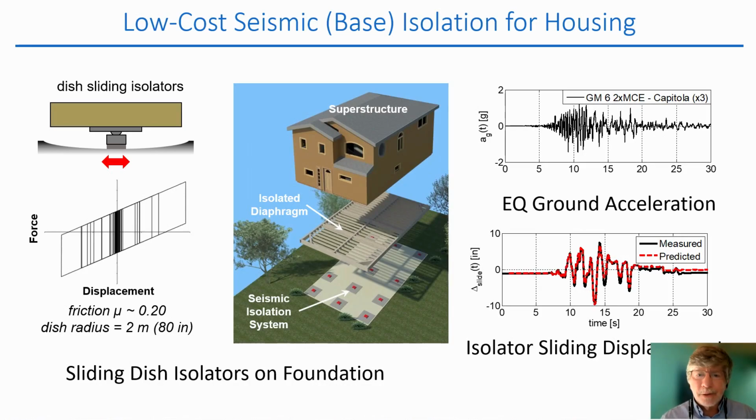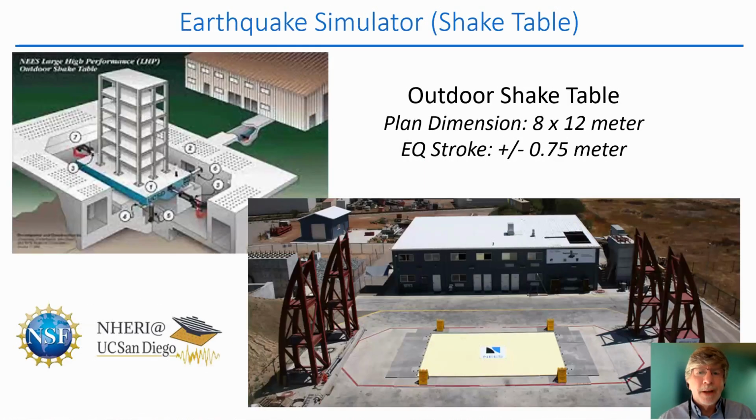And these isolators, as shown in the middle graphic here, are inserted between the foundation of a house and the superstructure of a house. What they do is, when the ground shakes underneath the house, they provide an isolation plane and try to avoid the large accelerations going into the structure and then causing damage to the house. And shown on the right are a couple of graphics of the ground acceleration and the displacement that occurs on these isolators.